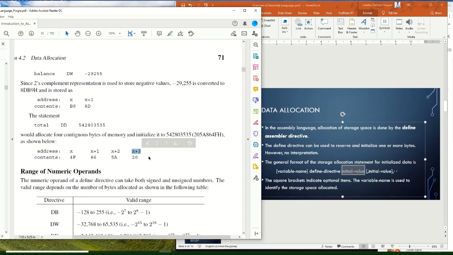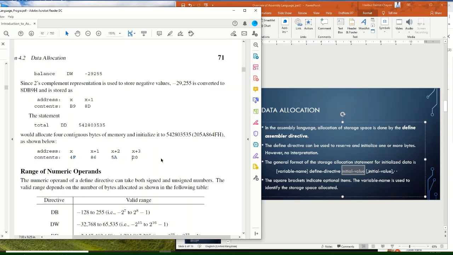Okay, so let's see. In the first byte, we know that the Pentium processor is using little endian. That means least significant byte first. We have to store it and then go for the other one. So what is the least significant byte here? 4F, right? That's why we store 4F into the first byte. After that, 86. After that, 5A, so in the third byte we store 5A, and at the end, the last byte will store the most significant byte, which is 20. Okay, so that is the explanation. I hope you remember.